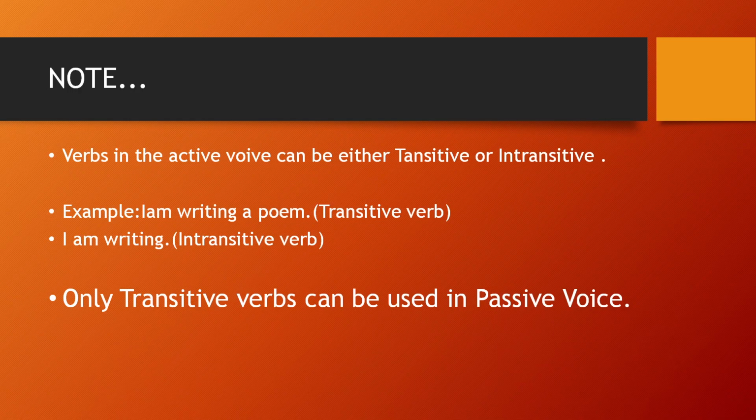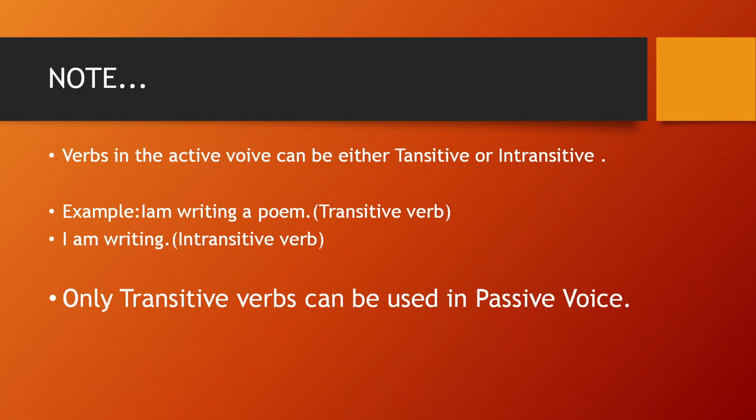So we need to note that only transitive verbs can be used in passive voice. That means a sentence in active voice, if that sentence has a verb which is transitive, that sentence can be changed to passive voice. On the other hand, if we have a sentence in active voice where the verb is intransitive, that means it has no object, then it is not possible to change that active voice sentence with an intransitive verb to passive voice.